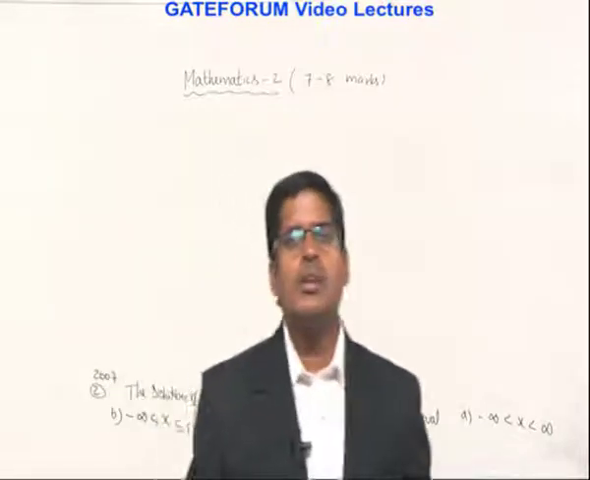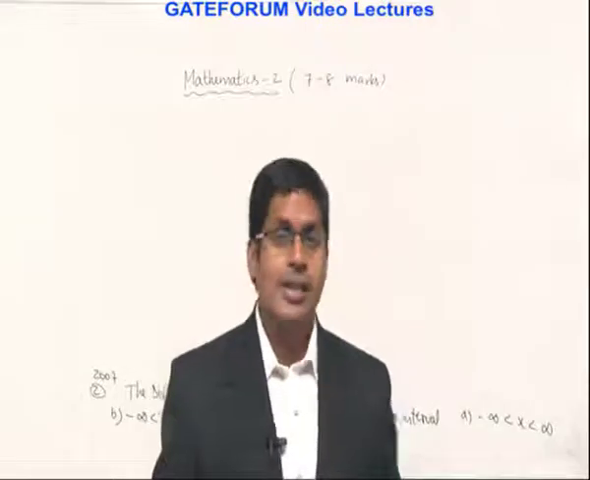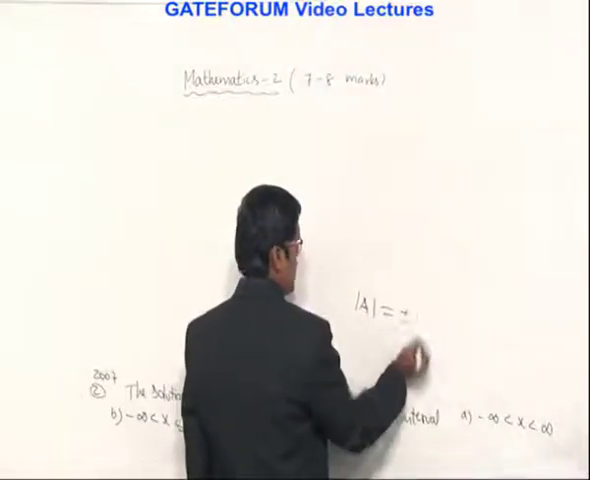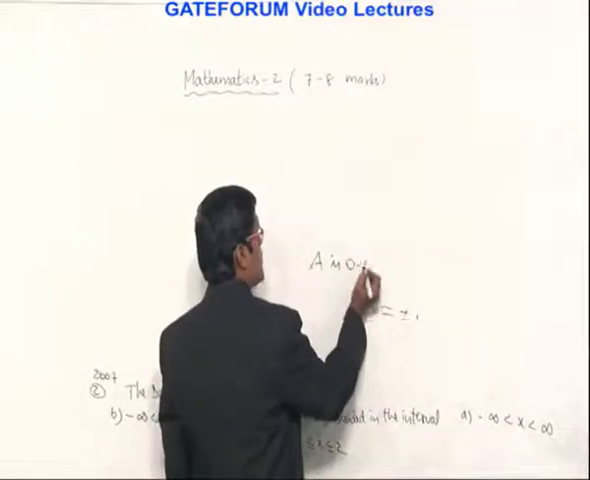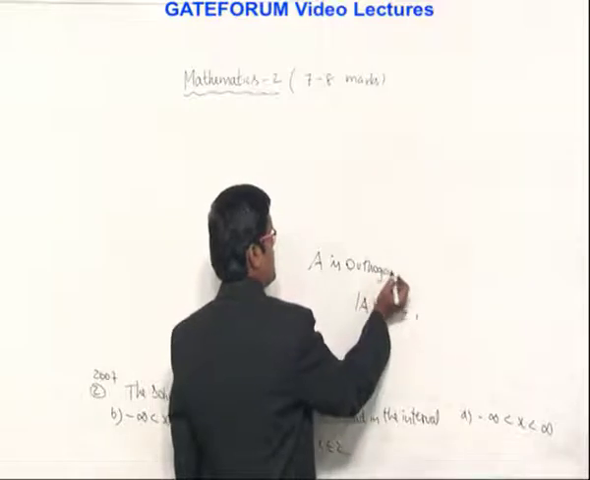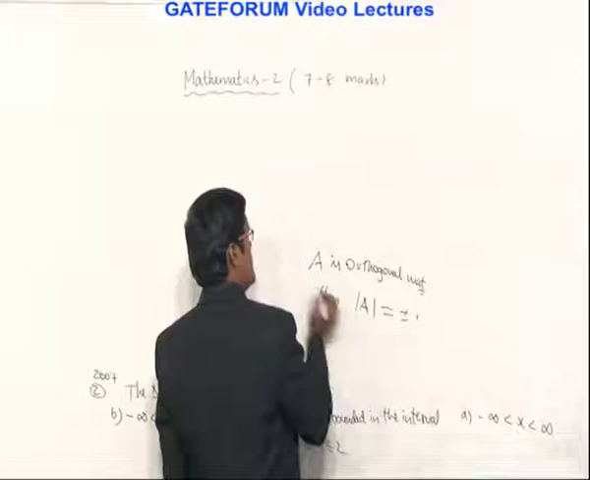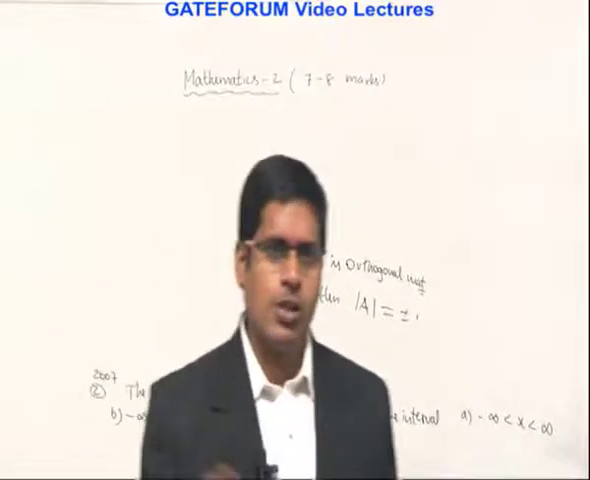Next, Manish, what is the meaning of the value of the determinant of an orthogonal matrix can only be plus or minus 1? Det A is equal to plus or minus 1. If A is an orthogonal matrix, then det A is equal to plus or minus 1. Whenever it is an orthogonal matrix, its determinant is equal to either plus 1 or minus 1.